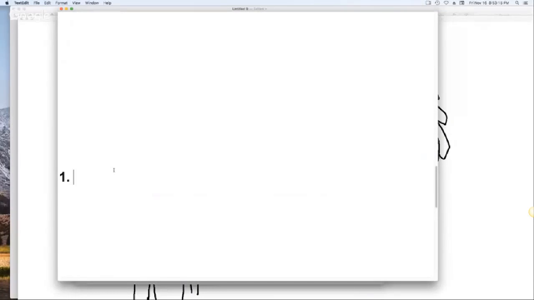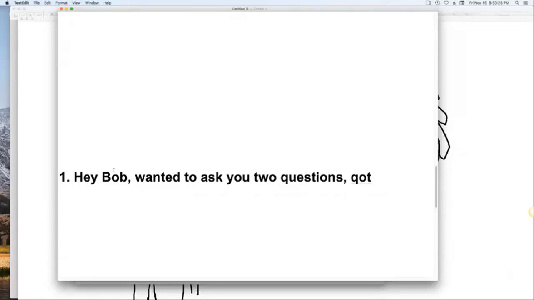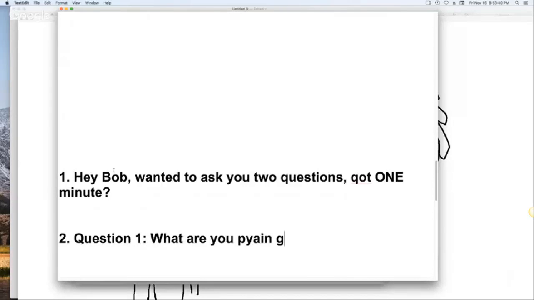Reach out to them with a text message. We say, hey, Bob, I wanted to ask you two questions. Got 1 minute? Bob says, yeah, what's up? I can dial the phone or I can just send another text. If I send another text, I go, question 1. What are you paying? By the way, we do these copy and paste. I don't type these. For my guys, I have them just copy and paste them. They're all written out already.